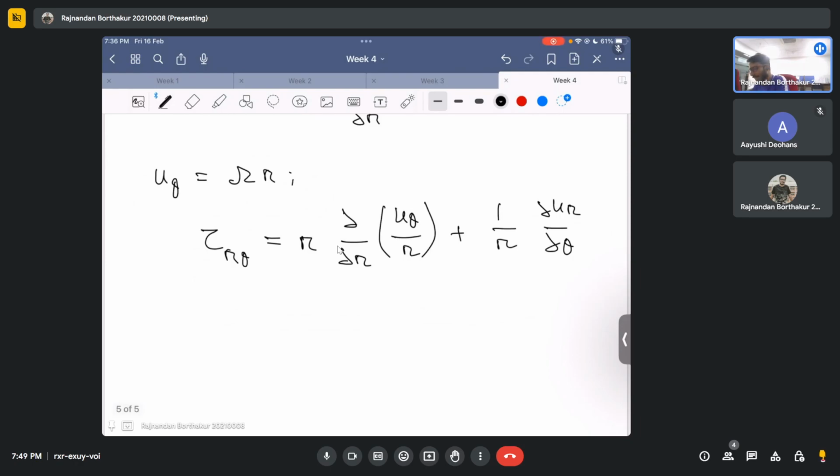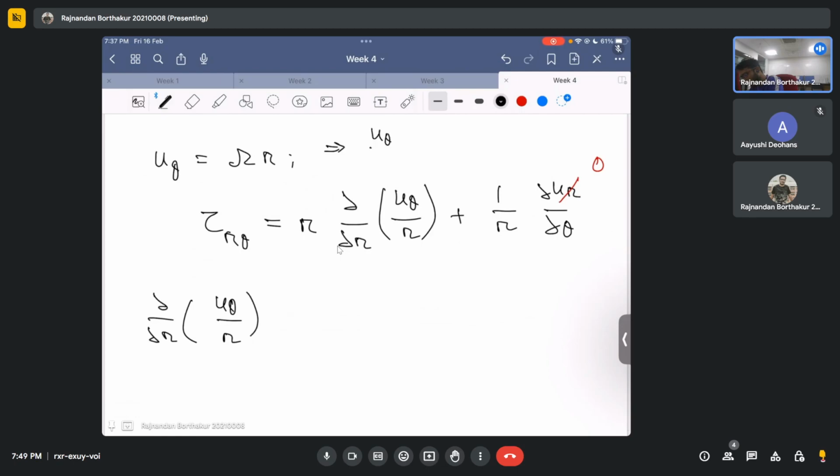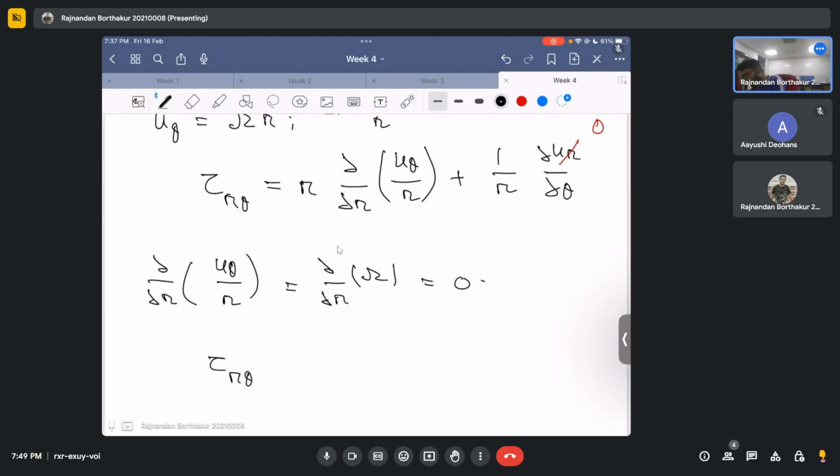For the sake of clarity, I would just show the viewers why this is 0. You just need to see that ur is anyway 0 because that is from our assumption. And you just need to evaluate the term del r of u theta by r. If you evaluate u theta by r, it is just a constant omega, which means del r of u theta by r is just del r of omega. And since omega is constant, this is equal to 0, which means tau r theta in this particular case is 0. And that is typically the reason why this is known as a rigid body rotation, because there won't be any shear forces acting on the fluid element, as I have already said.